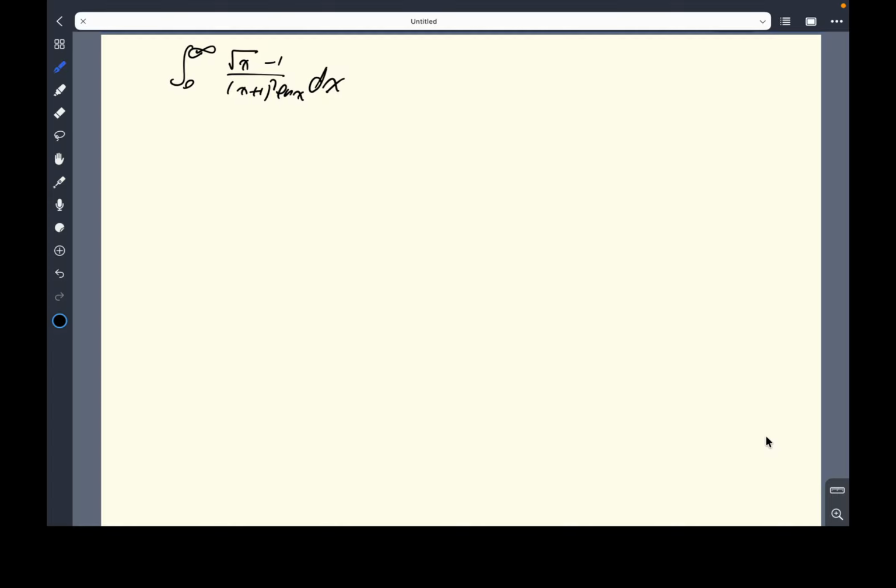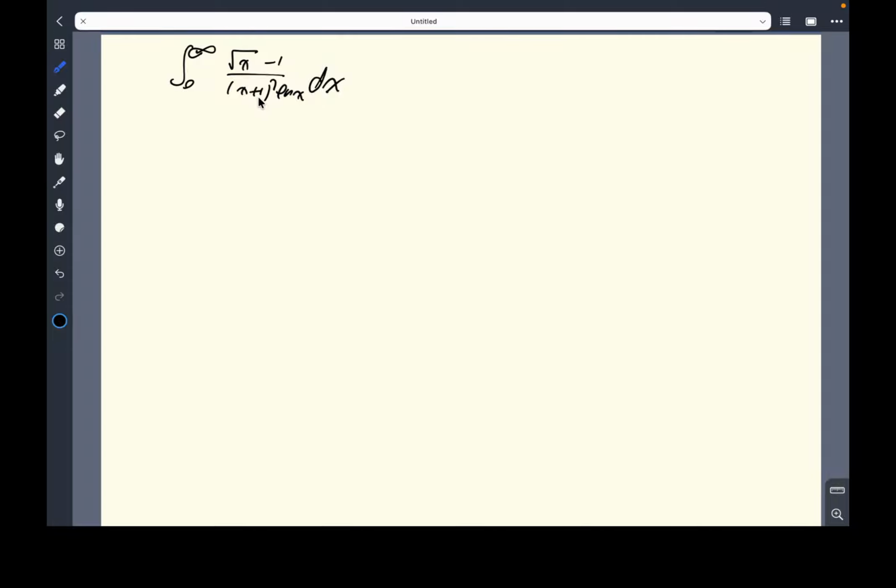In this video we're going to see how we should solve the following improper integral from 0 to infinity of root x minus 1 over x plus 1 ln x dx. This integral is a little bit more complicated and it extends to some things that you might not already know, but we're going to use Feynman's technique to solve this problem.